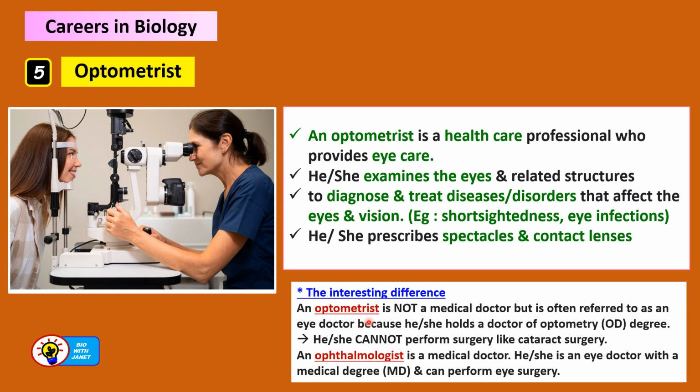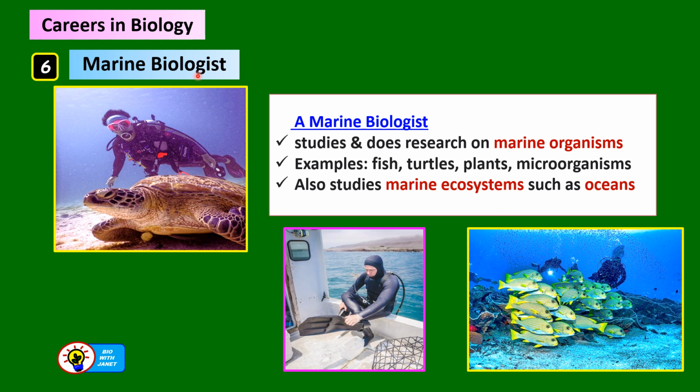Now let's look at the difference here. What's the difference between an optometrist and an ophthalmologist? An optometrist is not a medical doctor, but is often referred to as an eye doctor because he or she holds a Doctor of Optometry (OD) degree. However, he or she cannot perform surgery, such as cataract surgery. But an ophthalmologist is a real medical doctor. He or she is an eye doctor with a medical degree and can perform eye surgery, such as cataract operations.